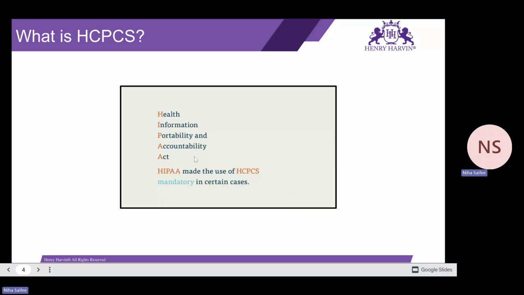HIPAA. What is HIPAA? Health Insurance Portability and Accountability Act. This is an act which oversees the security, privacy, and regulation of all the coding systems and basically all the digital health records and otherwise also the health records. Health records are very private to a patient, so the privacy and security of the information has to be maintained. HIPAA is the law which oversees it.